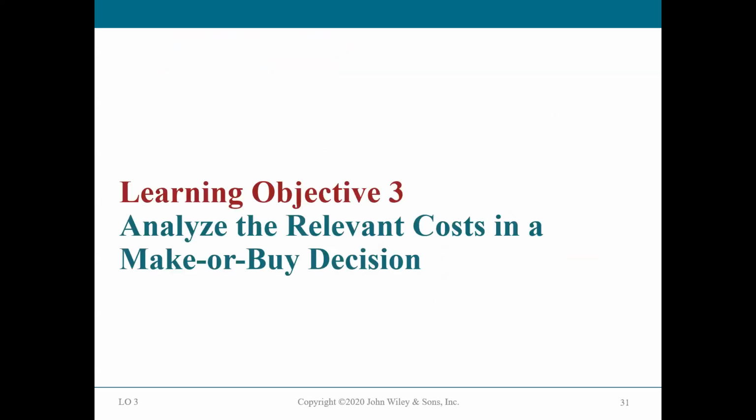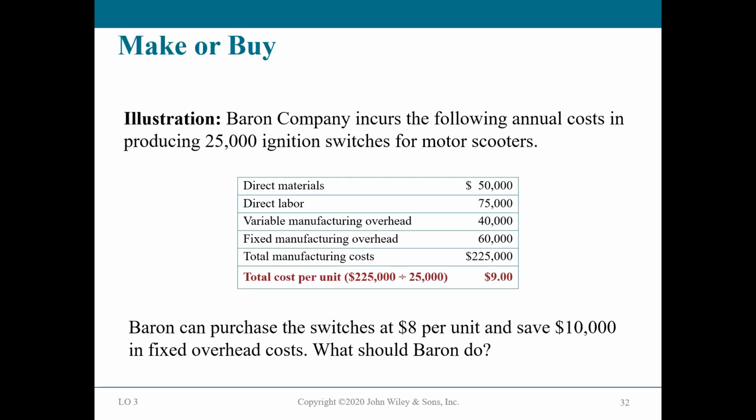Next, we want to look at the relevant costs in a make or buy decision. We have Barron Company, they incur the following annual costs in producing 25,000 ignition switches for scooters with direct materials, labor, variable overhead, fixed overhead, for a total manufacturing cost of $225,000, which is a cost per unit of $9. Barron can purchase the switches at $8 per unit and save $10,000 in fixed overheads. What should we do?